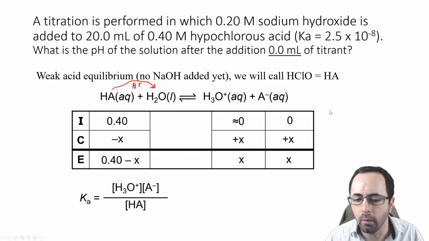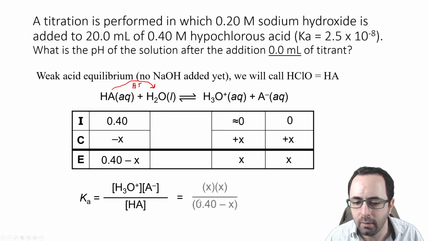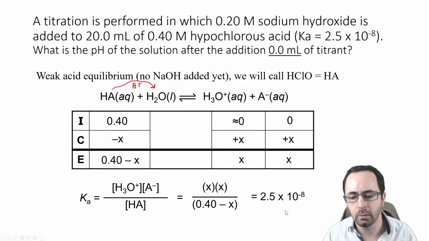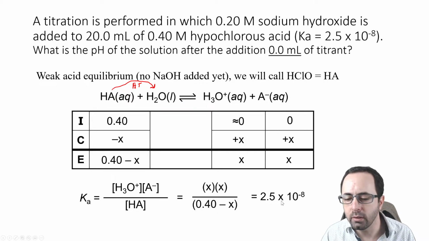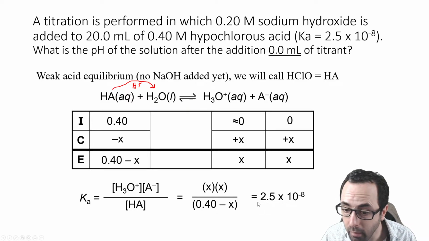8, rather, right here. If we will now plug in our values, it will be X for hydronium, X for A minus, and 0.4 minus X for HA. And those will be equal to the Ka, which is 2.5 times 10 to the minus 8. So now, as usual, we're going to probably use our simplifying assumption.